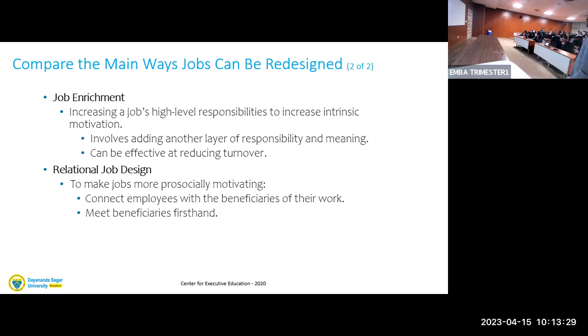You can also have relational job design to make jobs more pro-socially motivational. That is, what is pro-socially motivating?